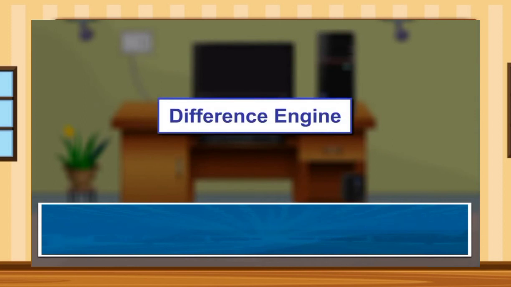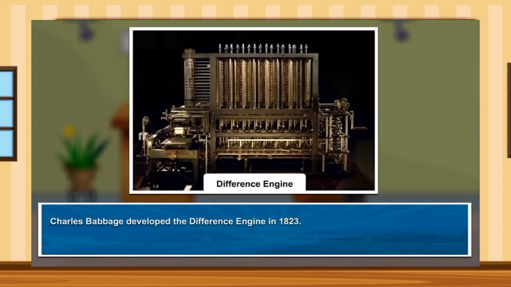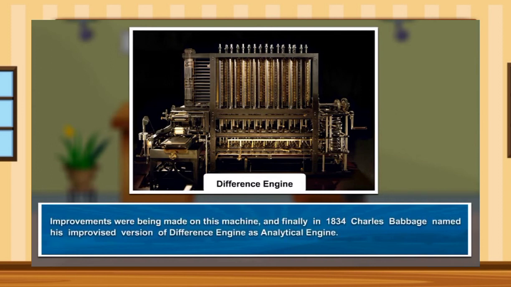Difference engine. Charles Babbage developed the difference machine in 1823. This machine could solve complex functions and calculations of mathematics. Improvements were being made on this machine, and finally, in 1834, Charles Babbage named his improvised version of the difference engine as analytical engine.